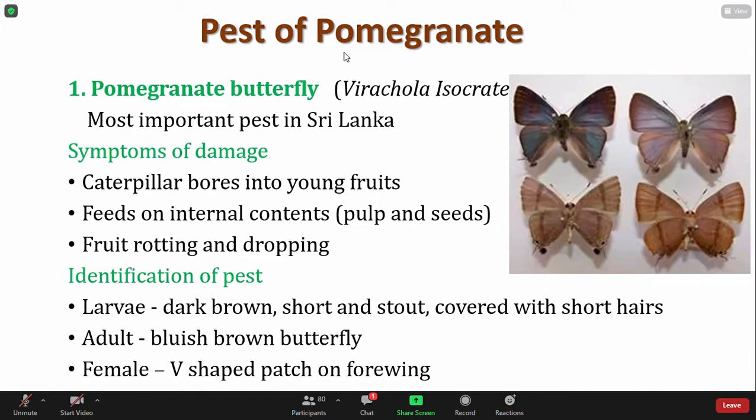How can we identify this pest? The larva is dark brown, short and stout, covered with short hairs. Adult is a bluish brown butterfly. You can observe a bluish pattern or bluish shade in the wings. Female has a V-shaped patch on the forewing.